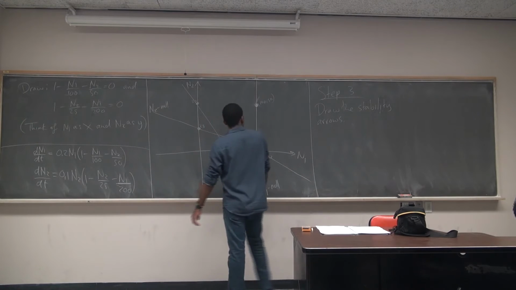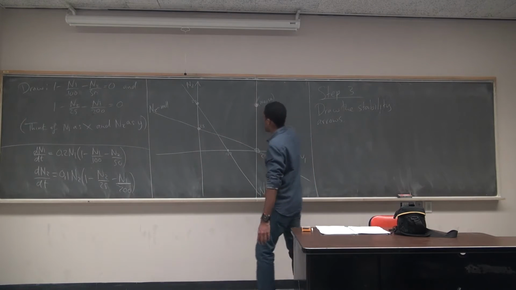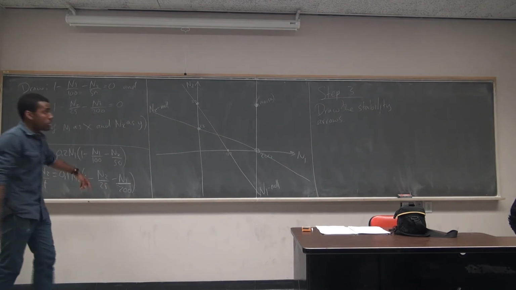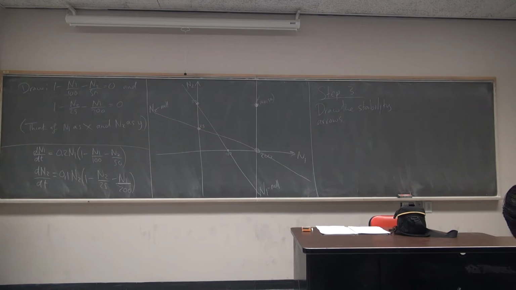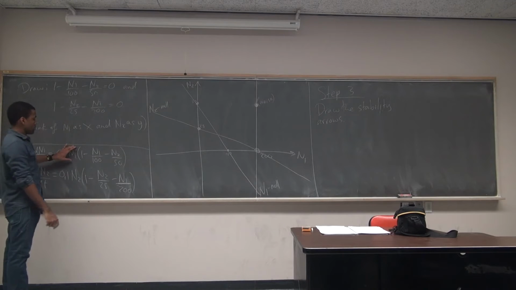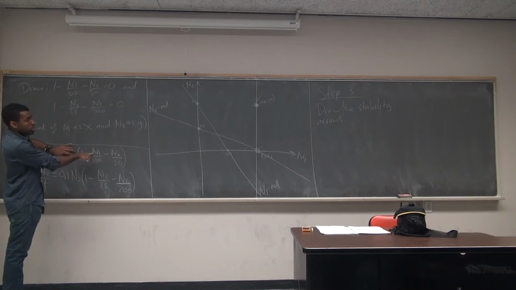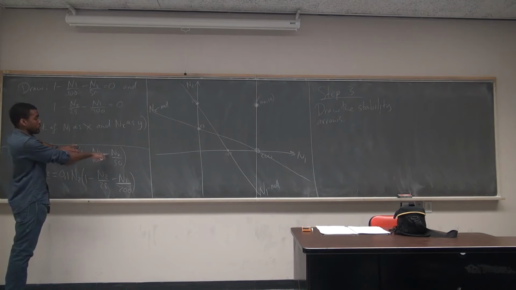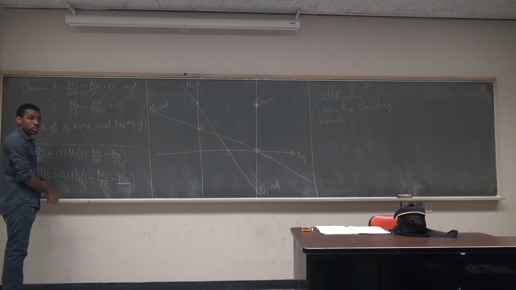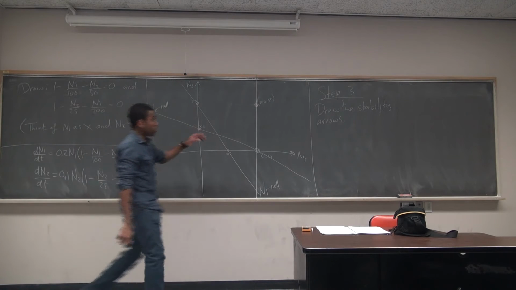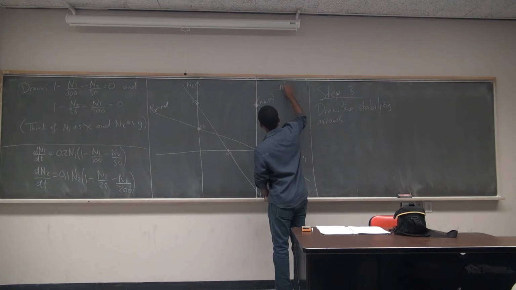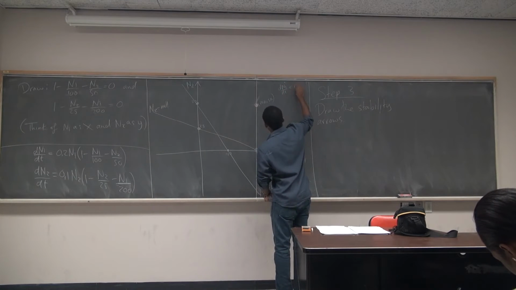So notice that here, if I plug in 200 for N1 and 50 for N2, what's going to happen? You're going to get a positive factor out front, and this I won't care about because it is positive. I only care about the signs, remember? So this is positive, so I ignore it. If I plug in N1 equals 200, this is 1 minus 2 minus 1. So it's negative overall. So if I plug in this point, notice that my dN1/dt is negative.